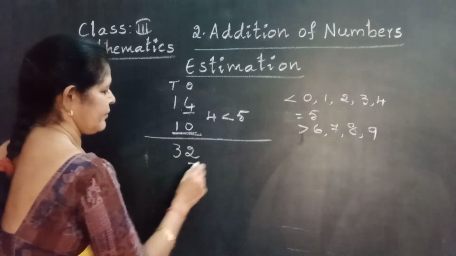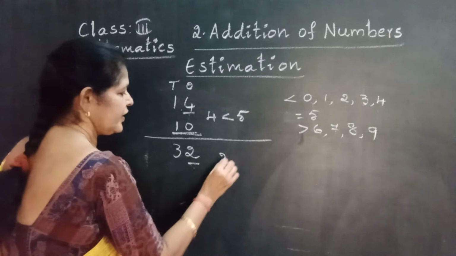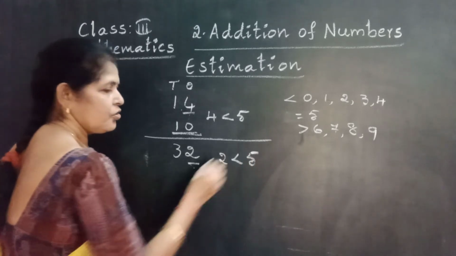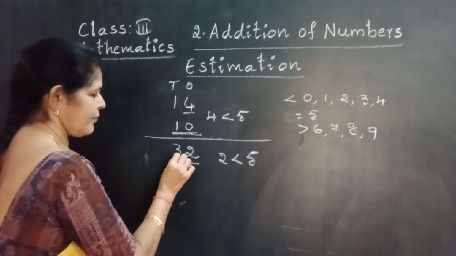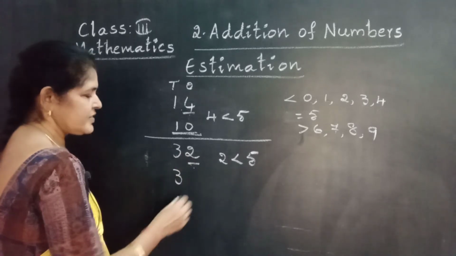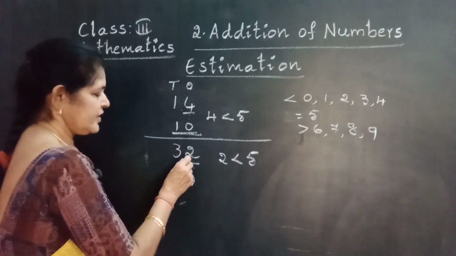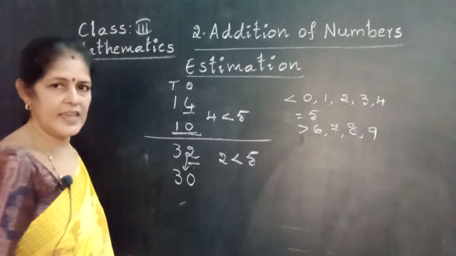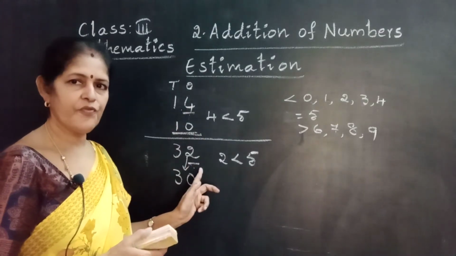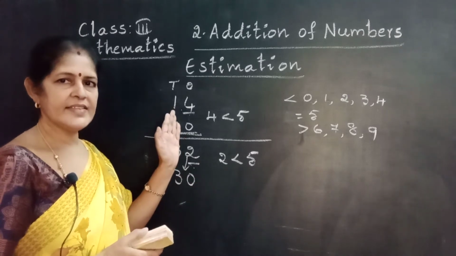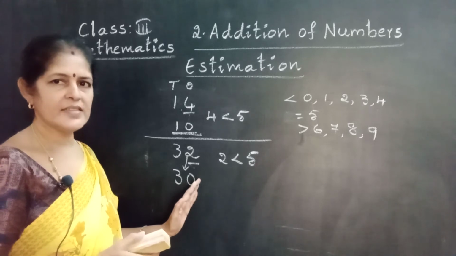Now come to the second number, 32. What is in the ones place? 2. 2 is less than 5. Then no change in the tens place number. Write the tens place number as it is. Put 0 in the ones place. 32 is nearest to the tens, which means 30. If the ones place number is less than 5, no change in the tens place. Write the same number and put 0 in the ones place.